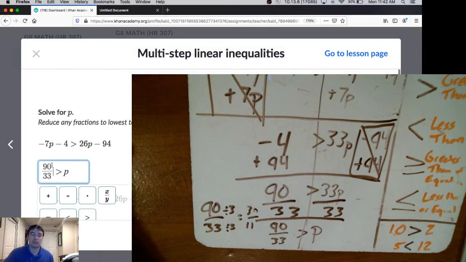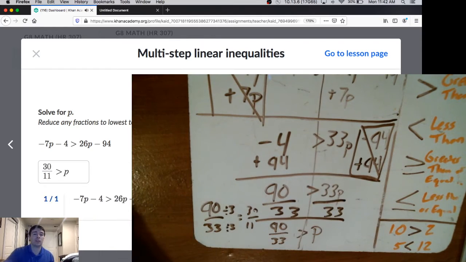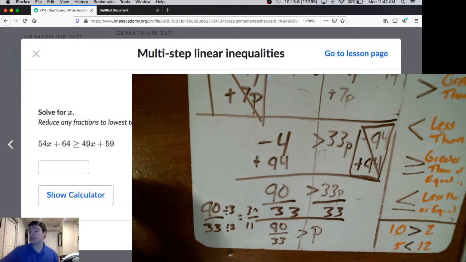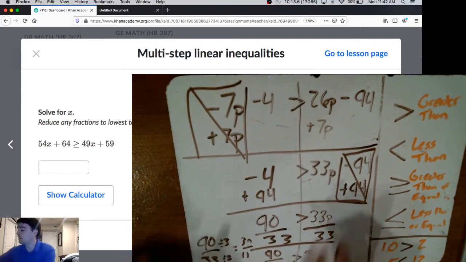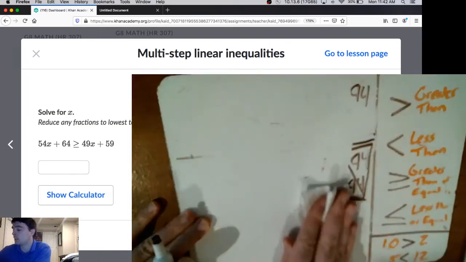So now I'm going to fix my answer, which was basically correct, but not reduced yet, so that's the reason Khan Academy marked it wrong. 30 over 11 is the same value as 90 over 33, but in simplified or reduced form. We're going to look at one more example, and yes, as you've noticed, these are tough assignments. Like we said, it's a 9th grade assignment, so they throw plenty of fractions and lots of steps at you.